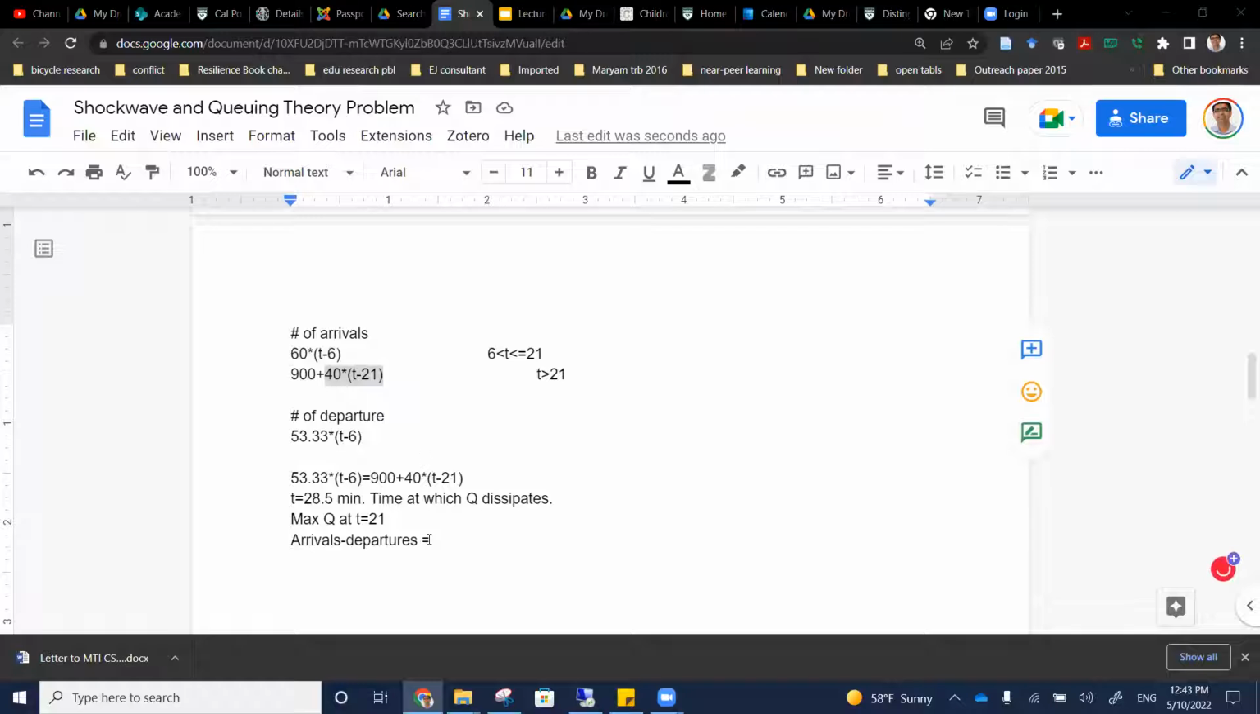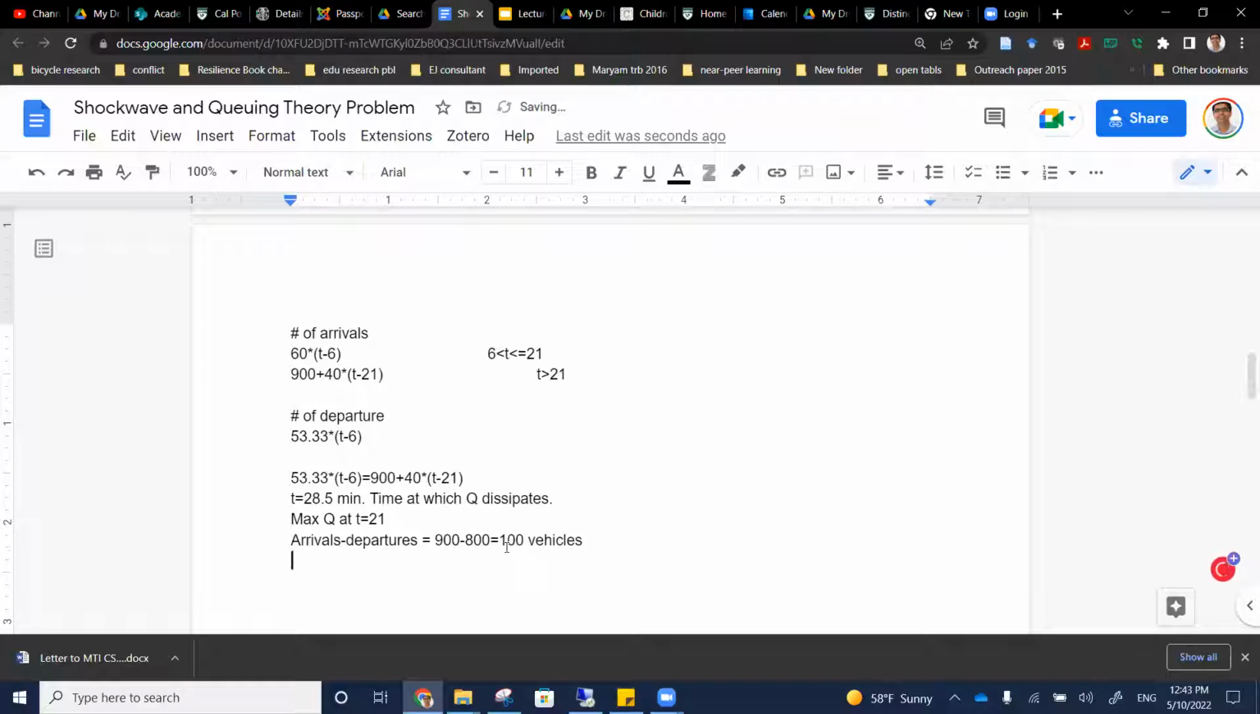So the number of arrivals will be 900 minus the number of departures. If you plug in 53.33 times 21 minus 6, that gives you 15, and I know that will be about 800. So you get a maximum Q of 100 vehicles. Okay. Remember this number.